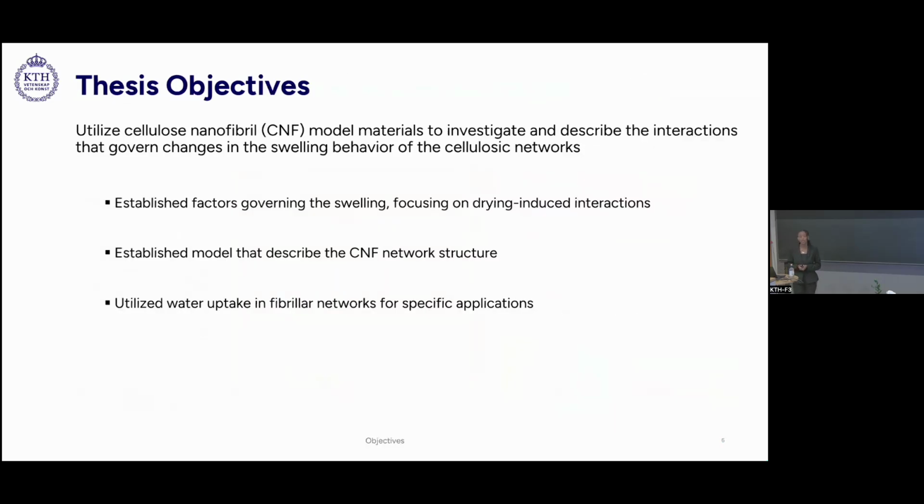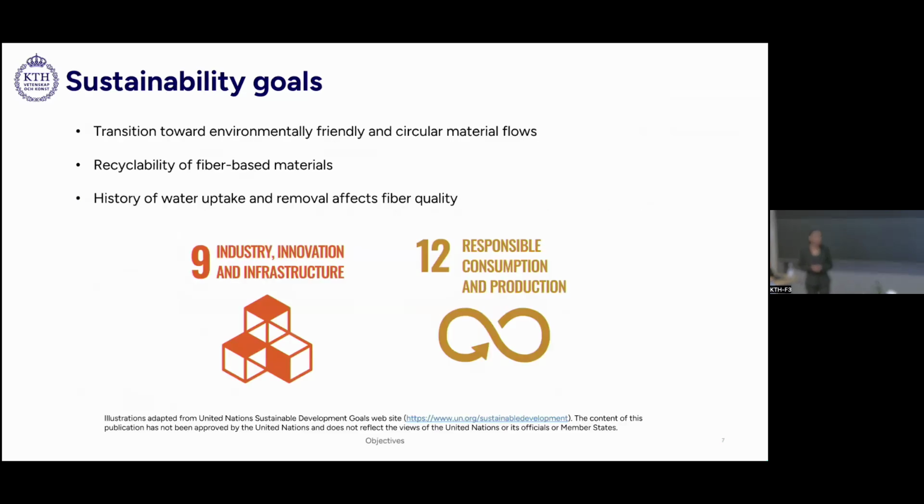So in this thesis, the objectives have been to utilize cellulose nanofibrils as model materials to investigate and describe the interactions that govern changes in the swelling behavior of the cellulosic networks. And herein, we've established factors that govern the swelling with the focus on drying-induced interaction. We've established models to describe the fibrillar network structure, and then this knowledge has been utilized to control the water uptake in fibrillar networks for potential applications. And related to this thesis are the UN Sustainability Goals number 9 and number 12.